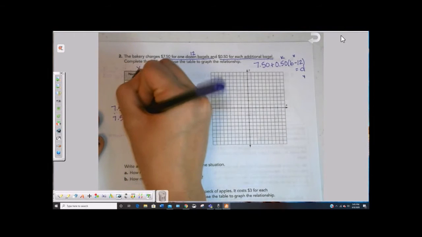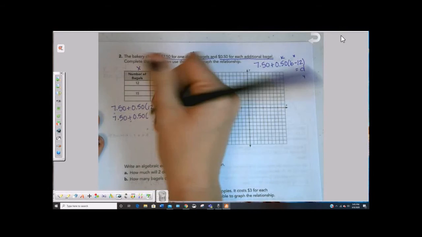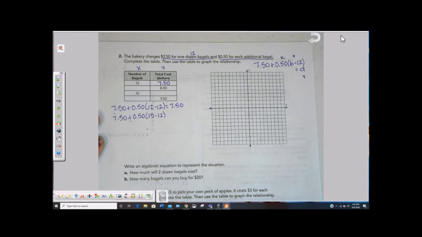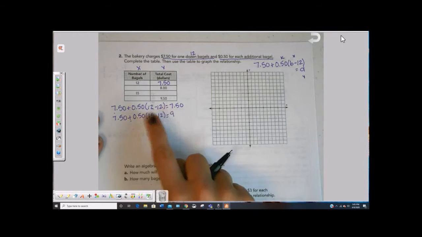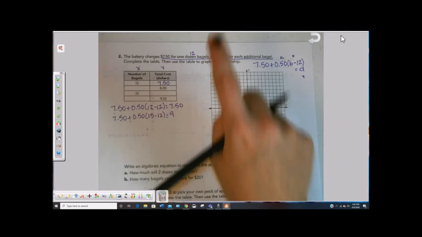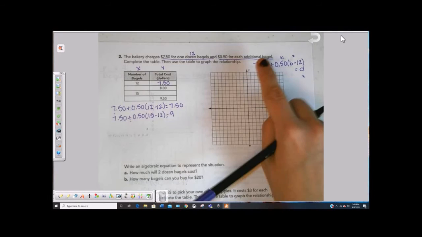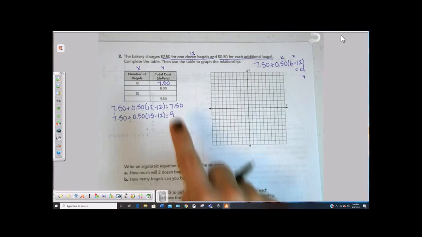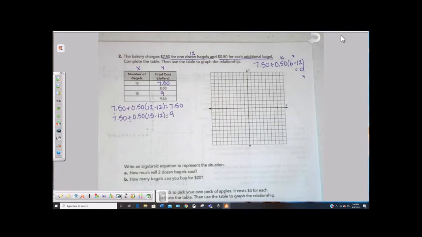Okay, now look at 15. So $7.50 plus 50 cents times 15 minus 12. When you do this, you get $9. So we're subtracting the dozen because you have 3 extra bagels. So the additional bagels is 3. You're just multiplying by 3, really, for the extra, and you get $9.